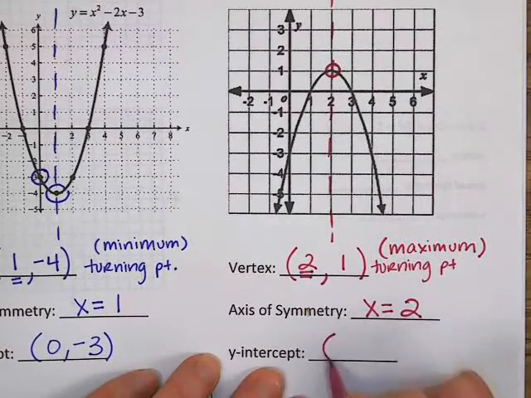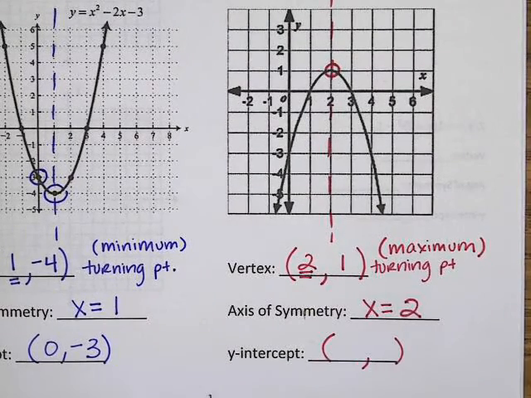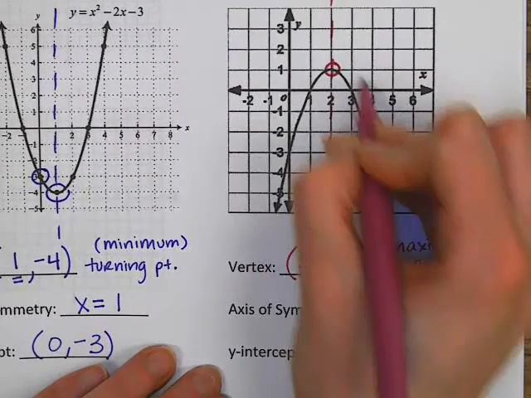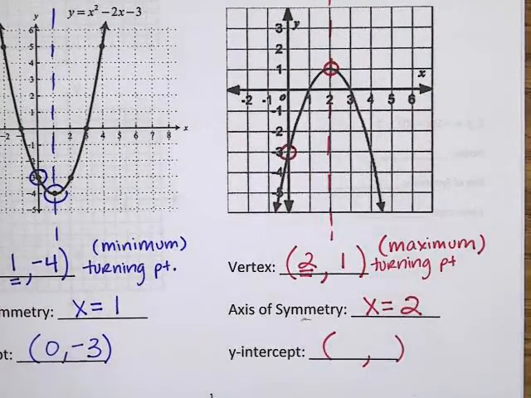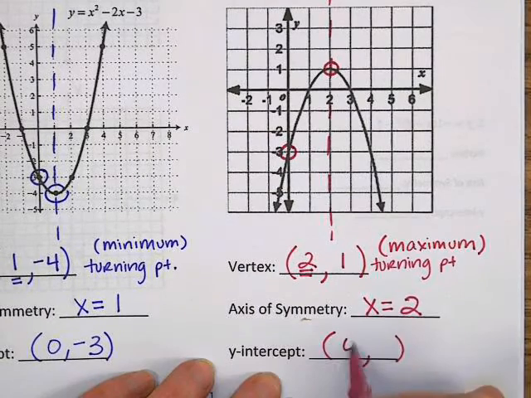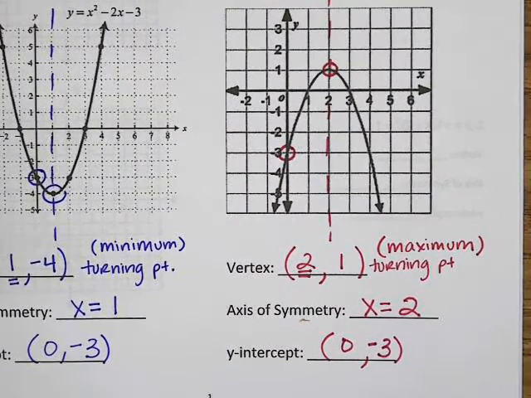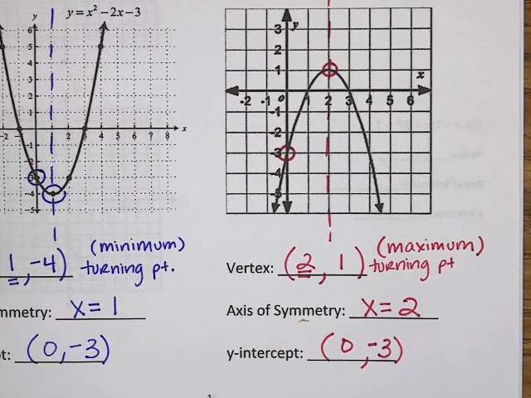And where is the y-intercept? Where does the graph hit the y-axis? The graph hits the y-axis right here at -3. So (0, -3). All right, let's actually try to graph some.